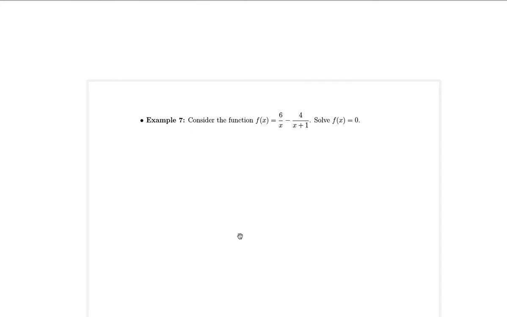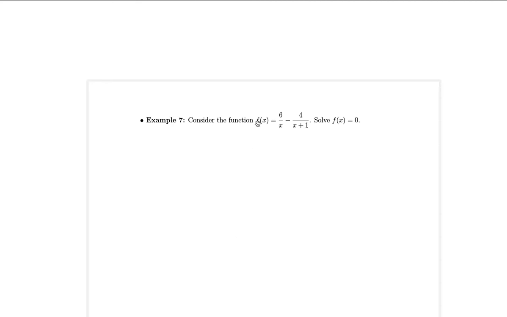Here we're going to introduce another type of function known as a rational function. When you say the term rational number, that means fraction, something that can be expressed as a fraction. So a rational function is one where you have fractions and the variables appear in the denominator of those fractions.